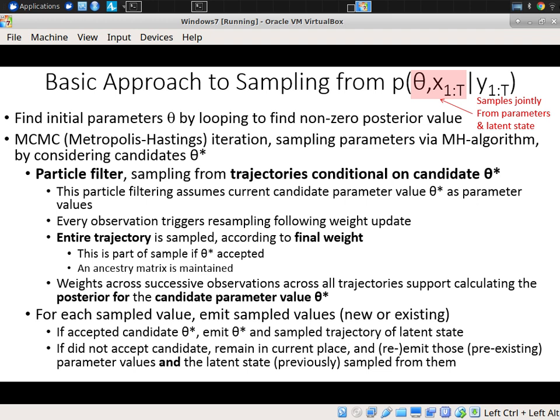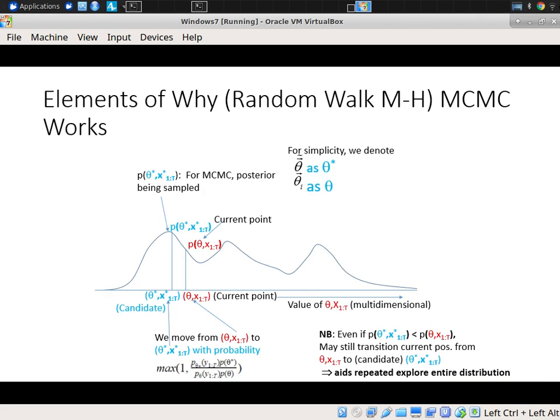One, it allows us to sample from this trajectory over time, which is one particular trajectory about the state of the model at different times. And two, it allows us to determine the posterior value at this candidate point, which basically affects whether we accept that or not.